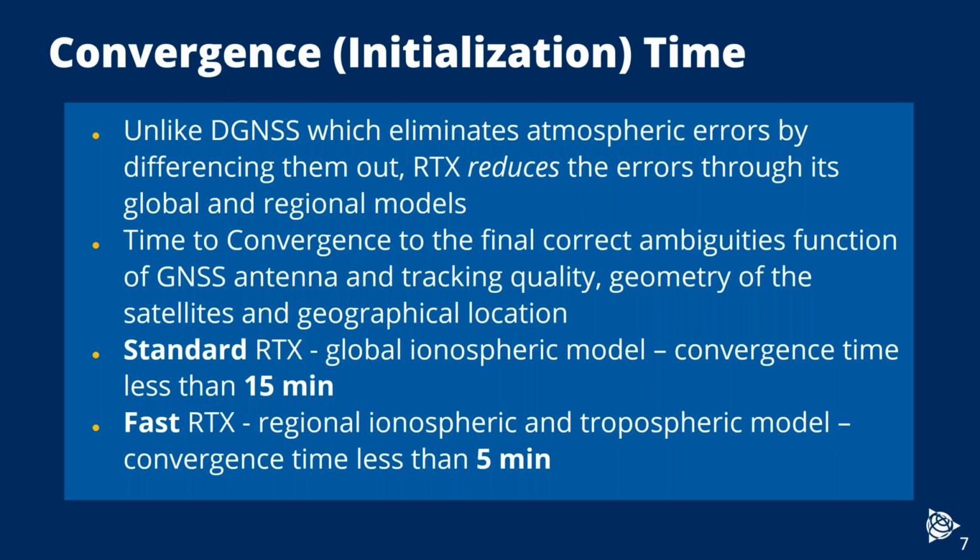So this all results in the following convergence times. Standard RTX, which uses a general global atmospheric model, has a convergence time of 15 minutes. Fast RTX, which uses specific regional models, has a convergence time of less than 5 minutes. That means from the time the receiver is turned on and starts tracking satellites, it can start producing accurate results within 5 minutes, which is very fast.